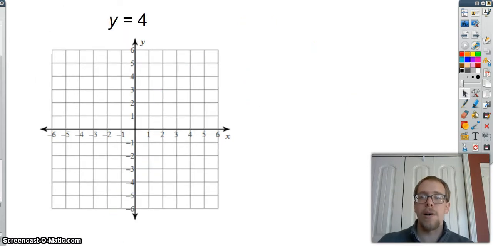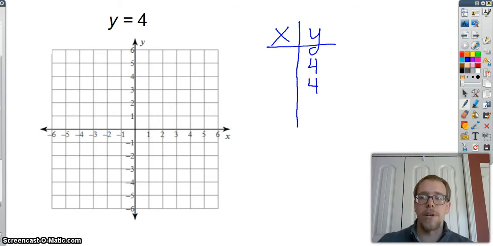But let's take a look at a special function here. If you notice, in the last video I talked about x equals a number, and that is not a function. That's a vertical line. Well, I want to talk about the graph of this function. Now this is a function. If we create an input-output table for y equals 4, well, my y value doesn't change. So I'm going to put 4 in 3 times here.